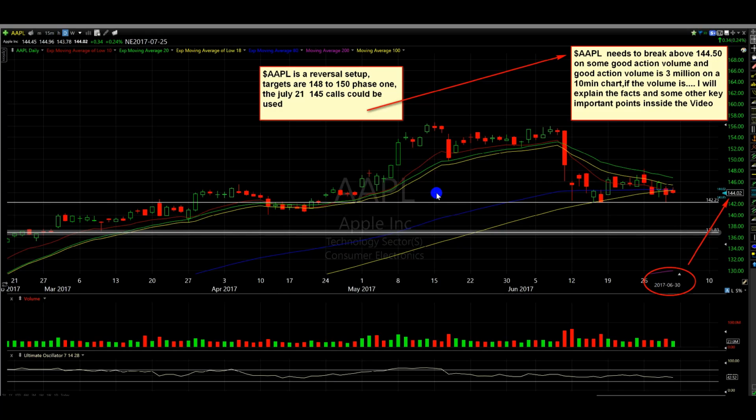All right, people, I got a plan that I like for AAPL. AAPL is a reversal setup, okay? And targets are 148 to 150 phase 1, for which the July 21 145 calls could be used. So we're looking at about 150% to 200% gains, or at least between the ranges of 100% gains to 200% gains for this plan, as this reversal plan.